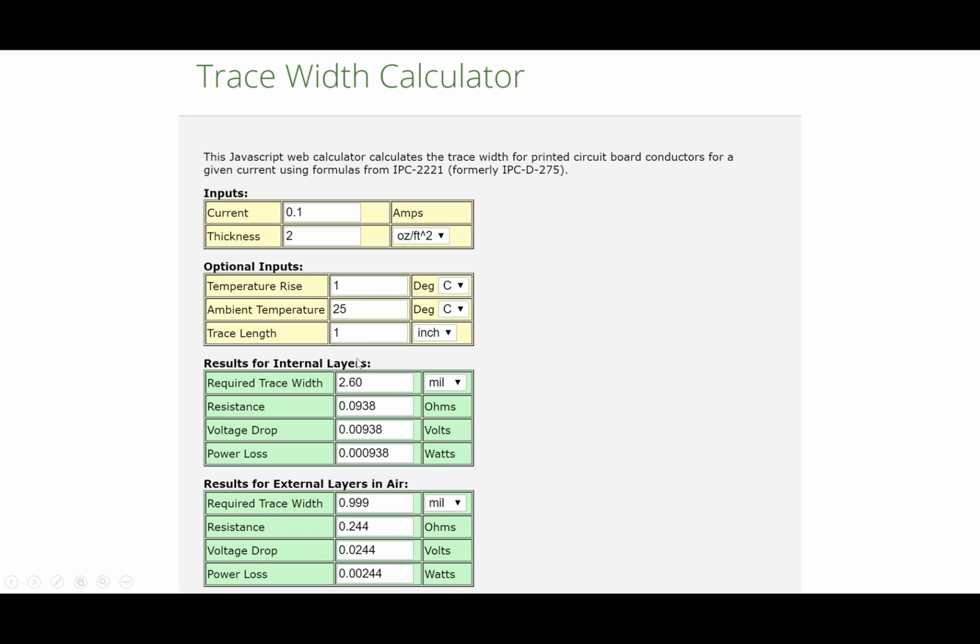What that tells me in this particular case, if I'm on an internal layer, is I need something that's 2.6 mils. I said mils were thousandths of an inch. So I need a trace that's 2.6 mils wide. It tells me how many ohms I have associated with that. And if I have an external trace, I see that it has a width of 0.99. Now notice that the internal layers basically give us wider traces for the same temperature rise.